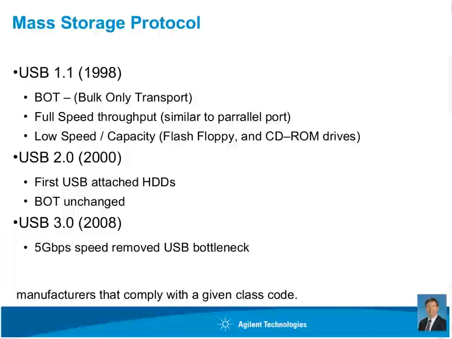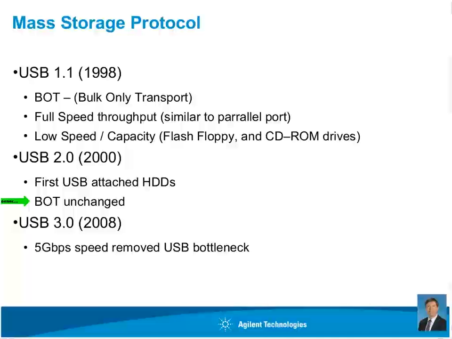When USB came out with version 1.1, they also released a mass storage protocol called bulk-only transport. And it supported full-speed operation and low speed. It was pretty slow, the throughput was similar to a parallel port. When 2.0 came about, this specification, the bulk-only transport, was still sufficient to meet the needs of 480 megabit throughput.